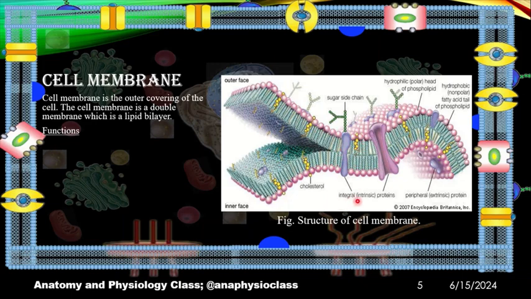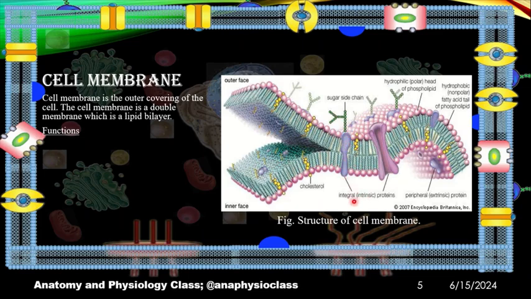We have the intrinsic or integral proteins and the peripheral or extrinsic proteins. The intrinsic or integral proteins, they are also known as transmembrane proteins. They are proteins that pierce the entire thickness of the cell membrane. It crosses the entire thickness of the cell membrane, thereby allowing some substances to pass through it.